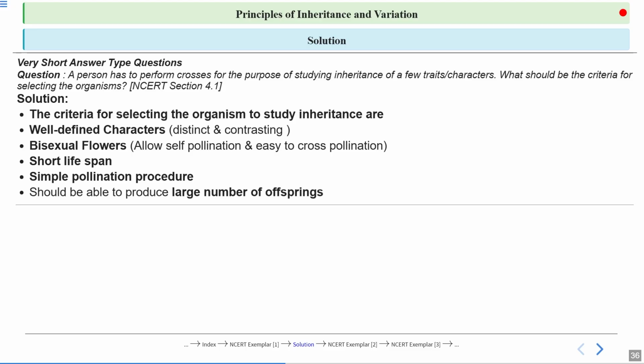And the plant that you are selecting should produce a large number of seeds or a large number of offspring. So if there are a large number of offspring, then there will be a large number of variations that you can study. And if the sample size is large, then your results will be quite robust. Yeah, you can do statistical analysis on a large population size.